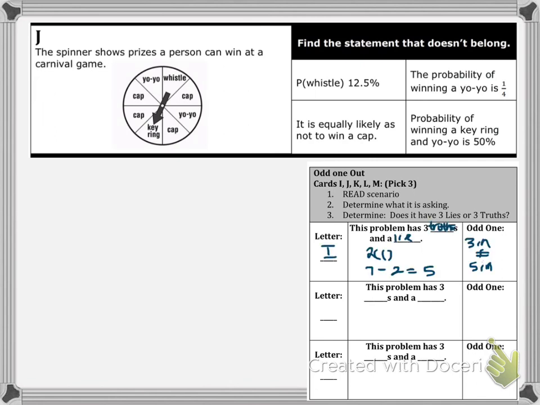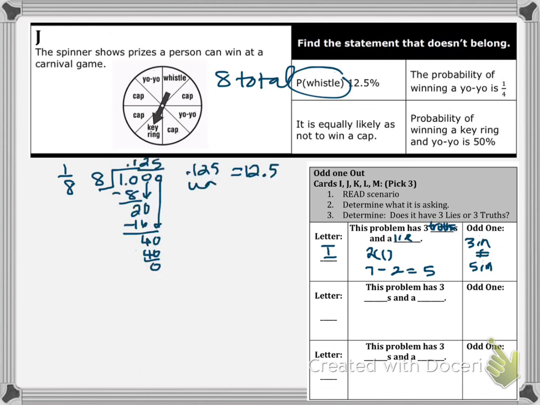So this one says the spinner shows prizes a person can win at a carnival game. So it says the probability of a whistle is 12.5%. So it's kind of how many there are. 1, 2, 3, 4, 5, 6, 7, 8. There's 8 total. Okay. And there's 1 whistle. So that is 1 out of 8, that's 12.5%. So I think the easiest thing here would be to divide 1 by 8 and then move your decimal over. So go ahead and press pause and complete that. Okay, so I got that was true.